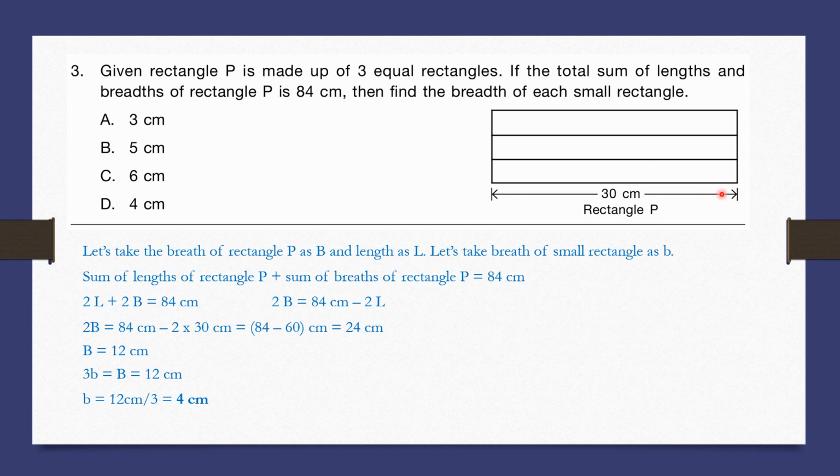Now length is already given as 30 cm, so we can replace L by 30 cm. So we'll get 2 times breadth equals 24 cm. And the breadth of rectangle P will be 12 centimeter. Now we can see one breadth of the big rectangle is equal to 3 breadths of the small rectangle. So 3 small b equals 1 big b, which is 12 centimeter. So the breadth of one small rectangle will be 12 centimeter divided by 3, which is 4 centimeter. So our answer is option D.